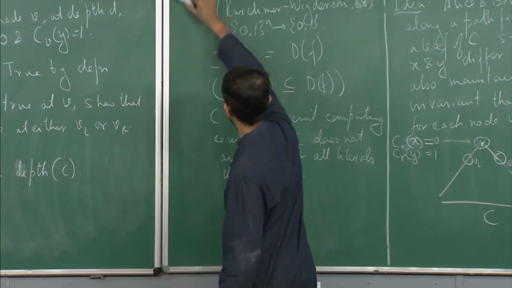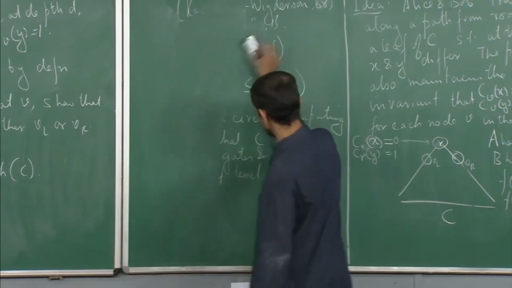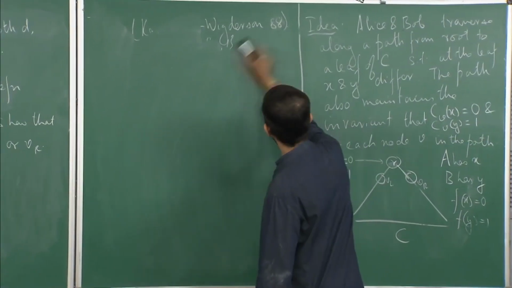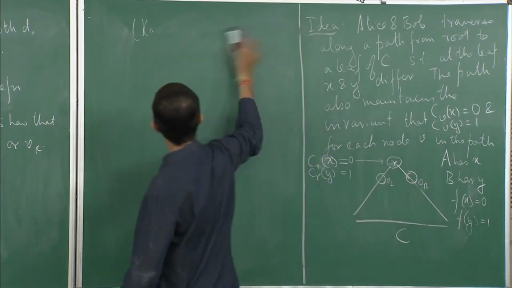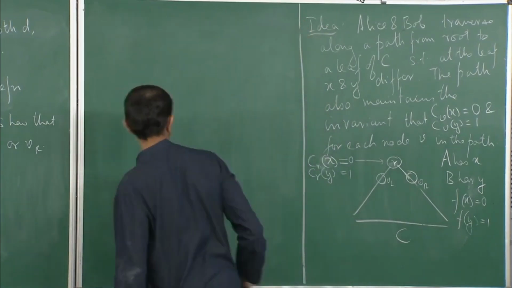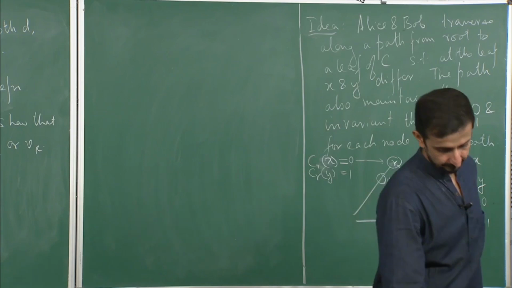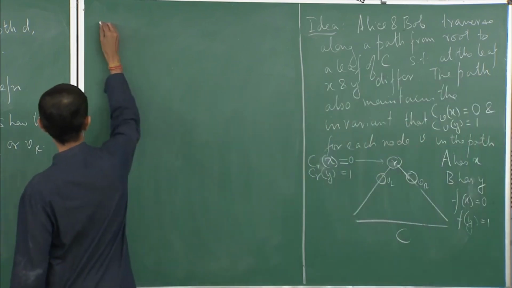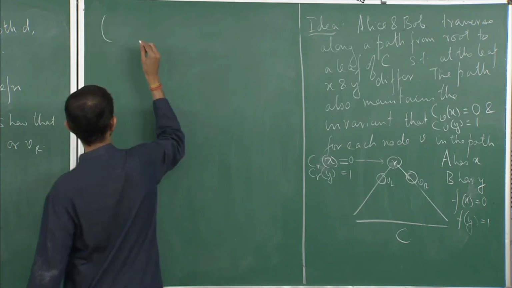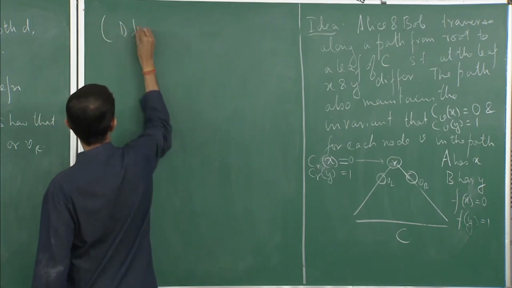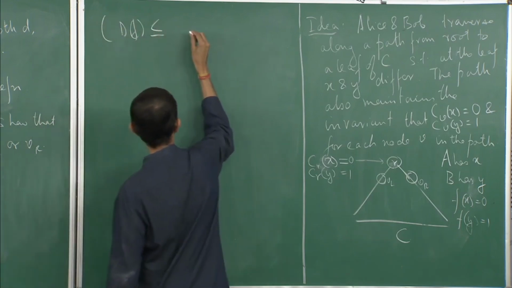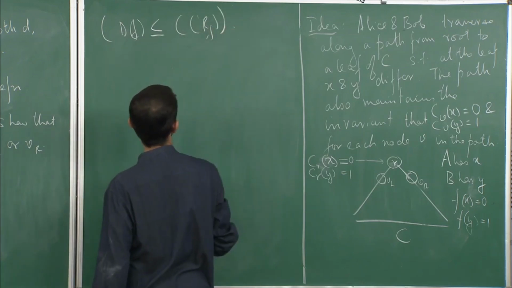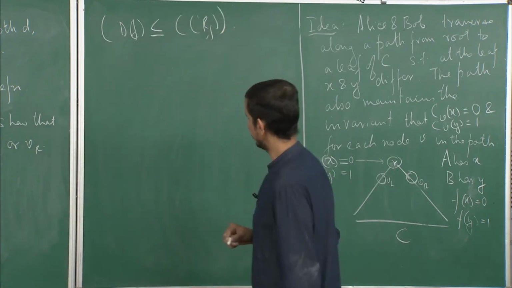So now let's look at the other direction. The other direction is also simple. Here we have designed a protocol. So now, given a protocol, we will design a circuit. So we will prove that B of f is less than or equal to C R of f.